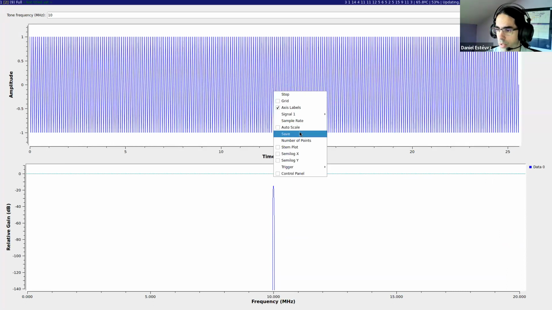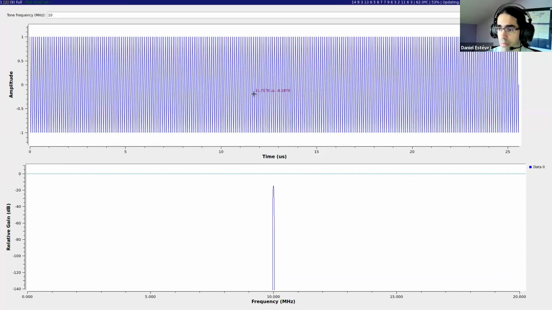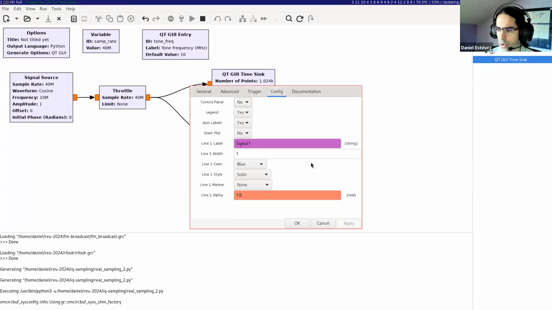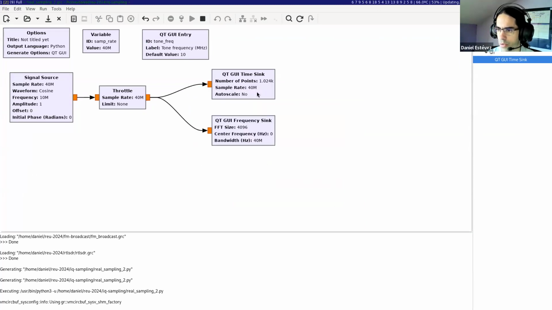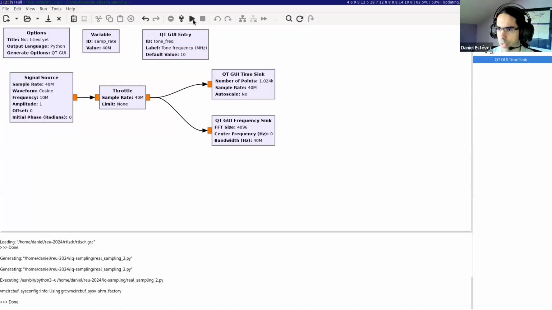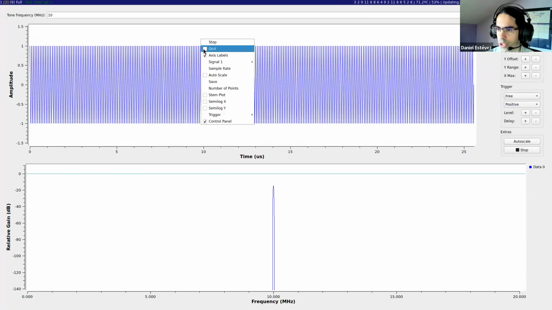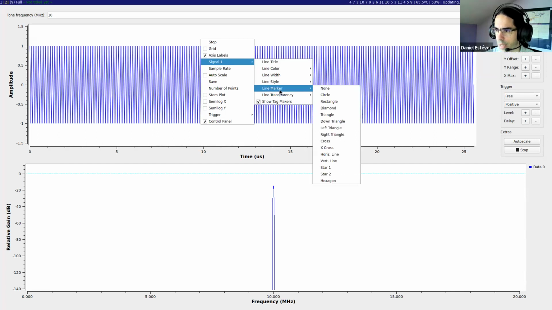So what I'm going to do here is a middle mouse button click to get this menu. If you don't have a middle mouse button, what you can do is either change these properties beforehand in the configuration, or you can enable the control panel, and then you will get some of those properties. So I'm going to do that. No, unfortunately, the control panel doesn't have the property I want to change, which is the line marker.